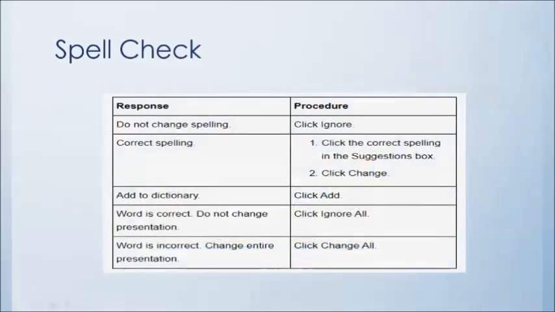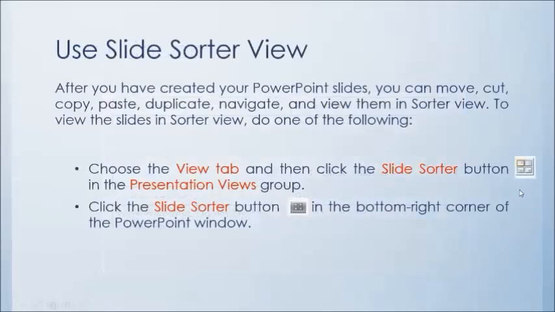Here we have a table of responses and procedures. To not change the spelling, click Ignore. To correct the spelling, click the correct spelling in the Suggestions box and then click Change. To add the word to the dictionary, click Add. If the word is correct and you do not want to change the presentation, click Ignore All. If the word is incorrect and you want to change the entire presentation, click Change All.